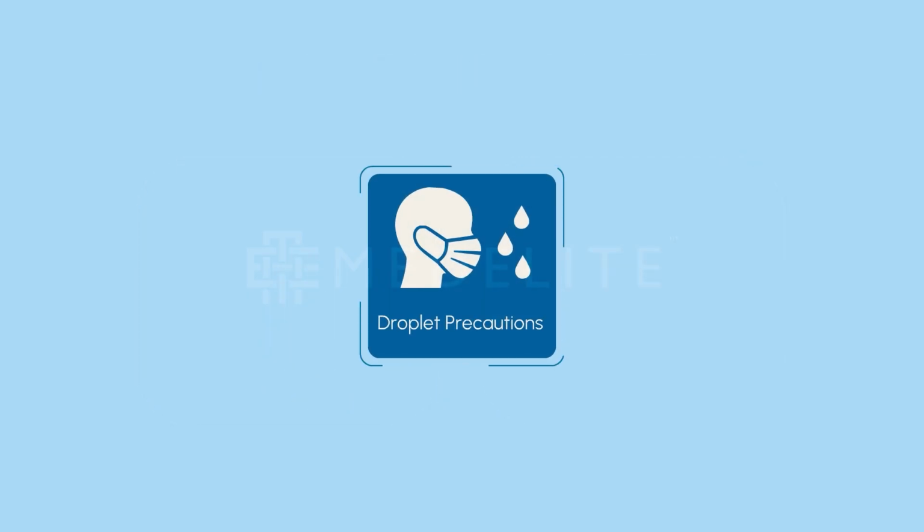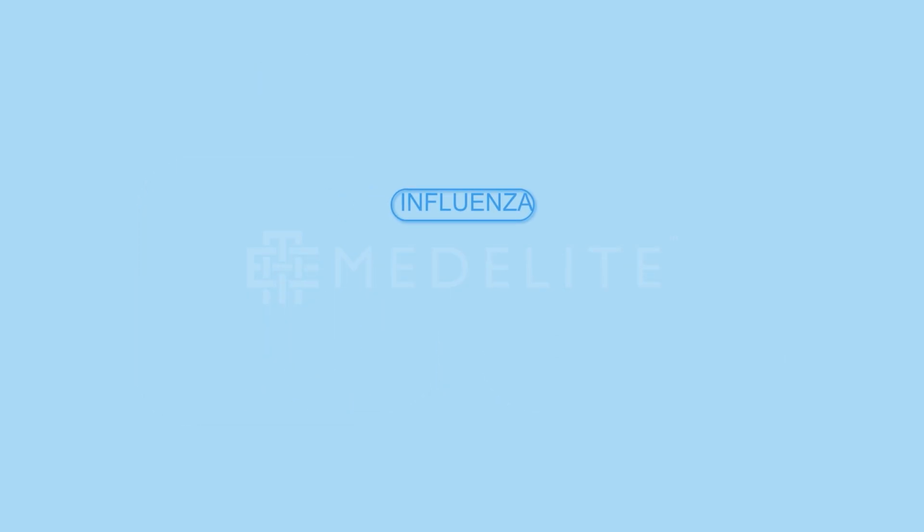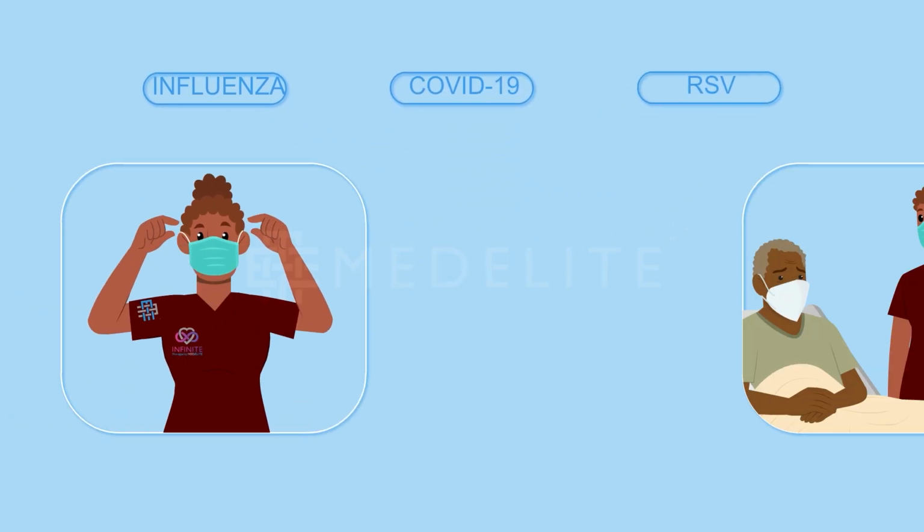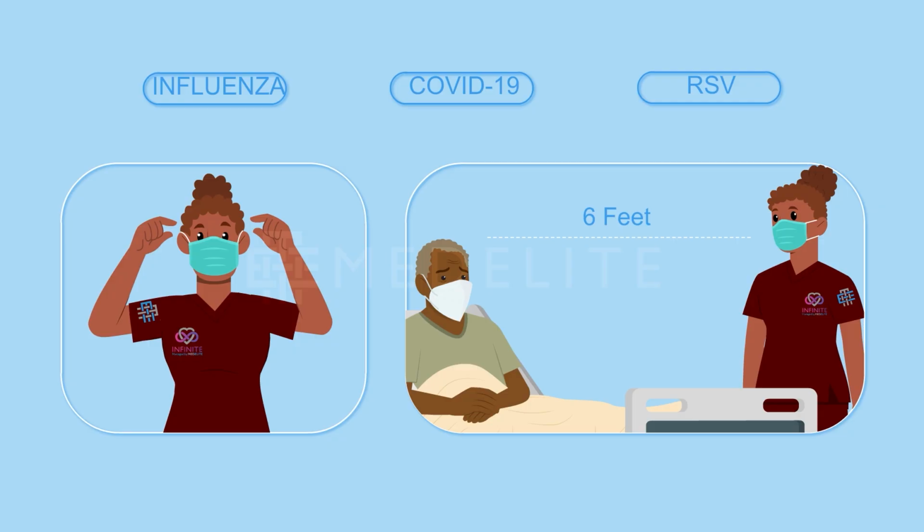Droplet precautions. For pathogens like influenza, COVID-19, and RSV, wear a surgical mask and maintain a distance of 6 feet or more when possible.